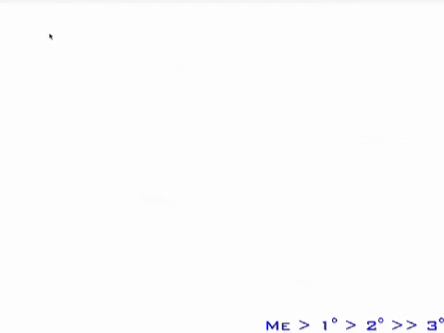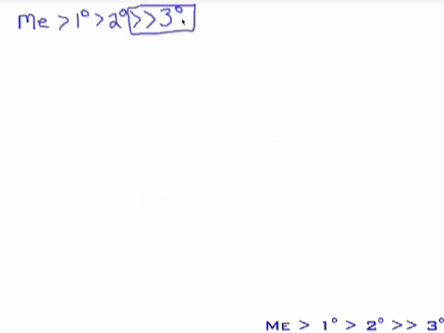Point 8 simply states that methyl reacts faster than primary, which reacts faster than secondary, which reacts faster than tertiary. In fact, tertiary typically does not go by this mechanism. But I guess if you don't go, that means you're pretty slow. And the question we can ask is why? Why is methyl faster than primary, faster than secondary, faster than tertiary?